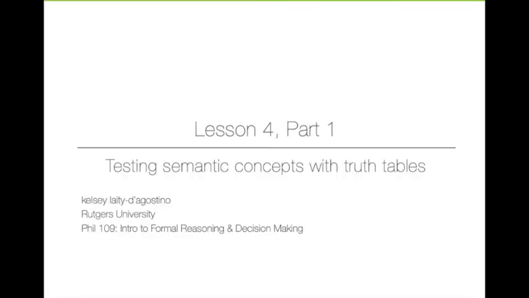So far we've used truth tables to look at one sentence at a time. So the truth tables told us the truth value of that one sentence on every possible valuation of the sentence letters that were needed to make it up.